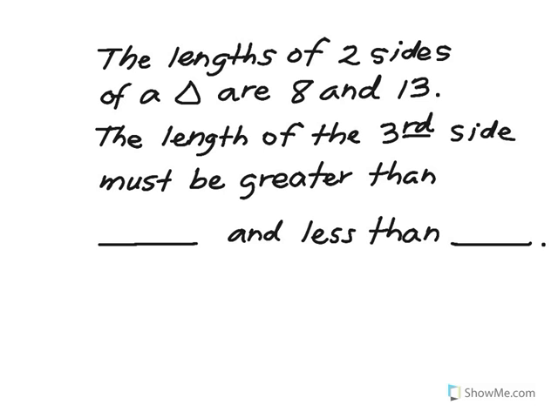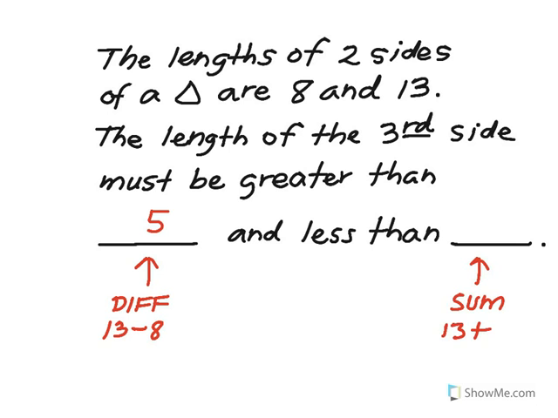So the way we do this is I take the difference between the two known sides. So 13 minus 8, I subtract the bigger one minus the smaller one. And so I know that this is a 5. The third side has to be more than 5. It can't be exactly 5. It has to be greater than 5. And it has to be less than the sum of those two measures. So that would be 13 plus 8, or 21. So the third side has to be greater than 5 and less than 21.